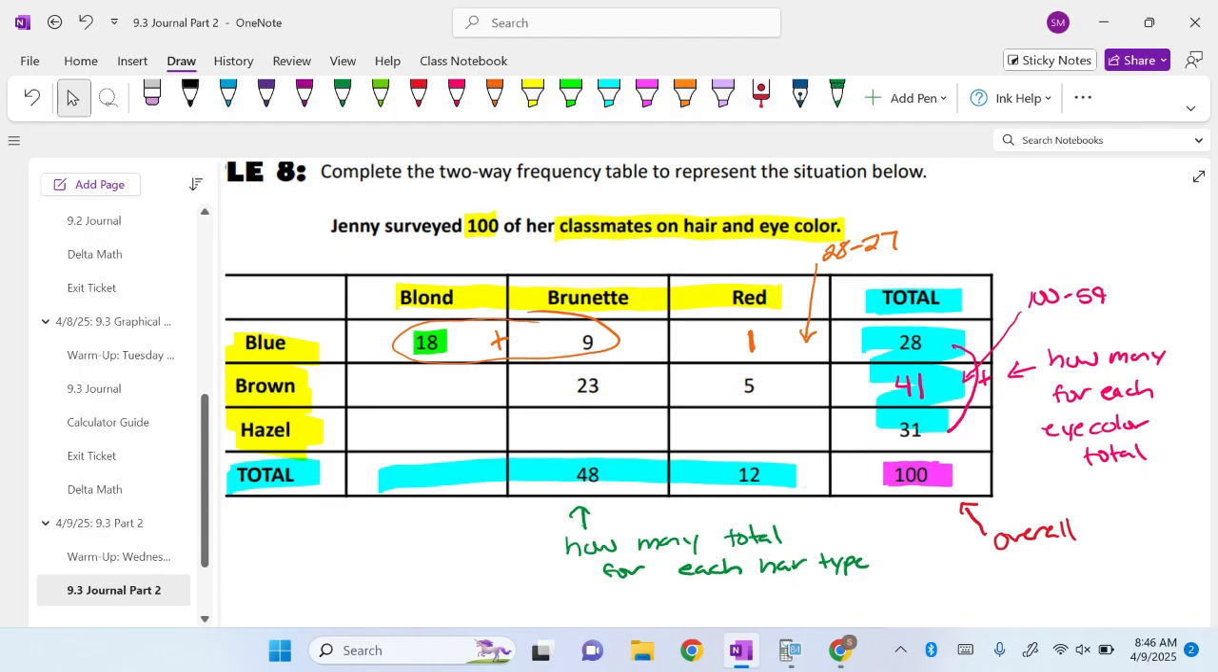So what number would you get for brown and blonde? 13. That is correct because 23 plus 5 is 28. You subtract that from 41, you get 13. All right. Where's another spot that I can fill in?